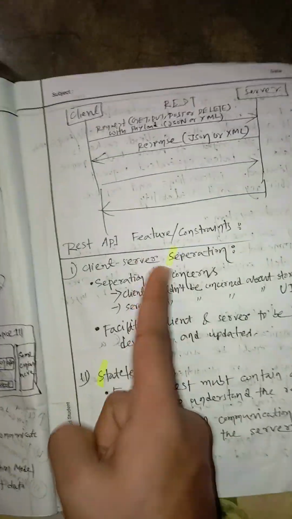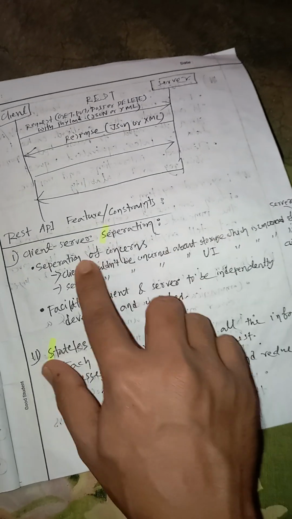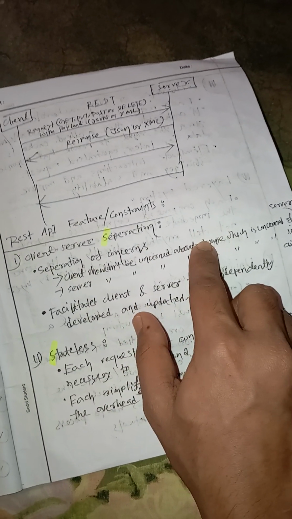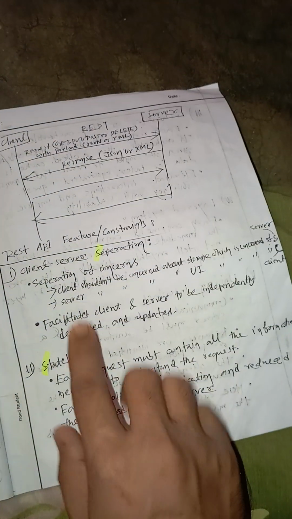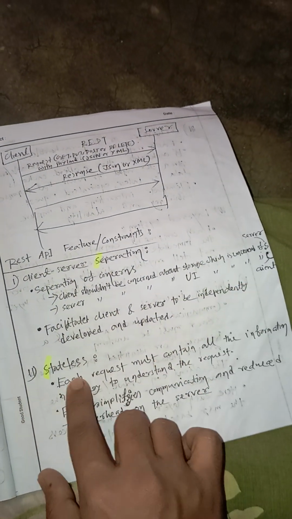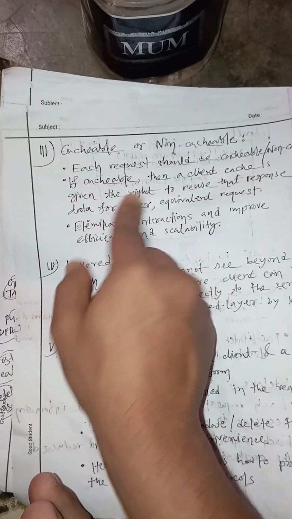You should memorize it. Client-server separation. The client doesn't need to know about storage, which is a concept for the server, and the server doesn't need to know about the UI, which is a concept for the client. Okay, remember this one. And stateless, what is stateless? And cacheable or non-cacheable. If cacheable, a client is given the right to reuse.